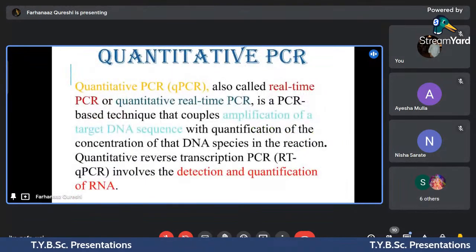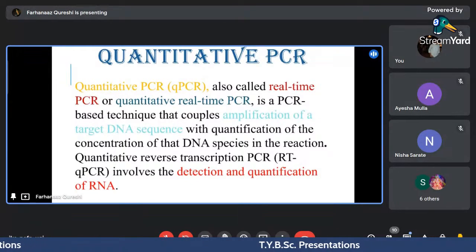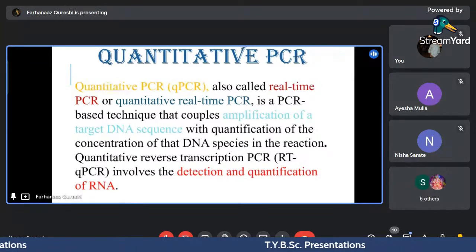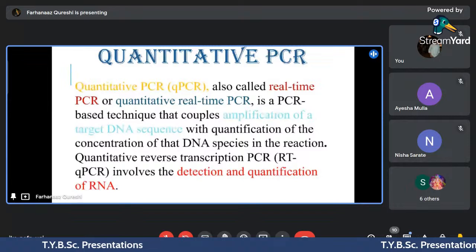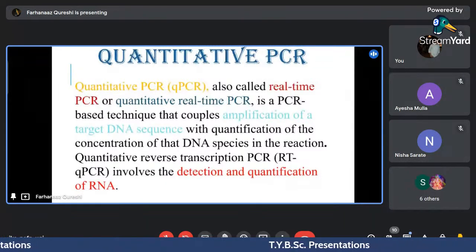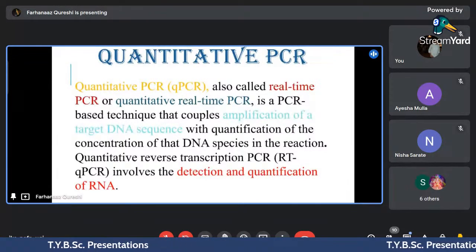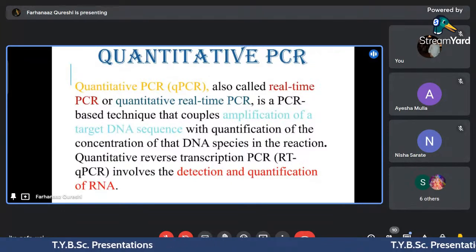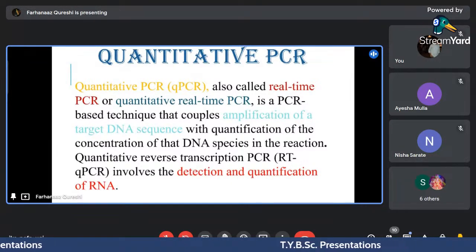So next is quantitative PCR. Quantitative PCR, or qPCR, is also called real-time PCR or quantitative real-time PCR. It is a PCR-based technique that couples amplification of a target DNA sequence with quantification of the concentration of that DNA species in the reaction. Here in quantitative PCR, we get amplified DNA, but we can also find the concentration of the DNA species. Quantitative reverse transcription PCR involves the detection and quantification of RNA.